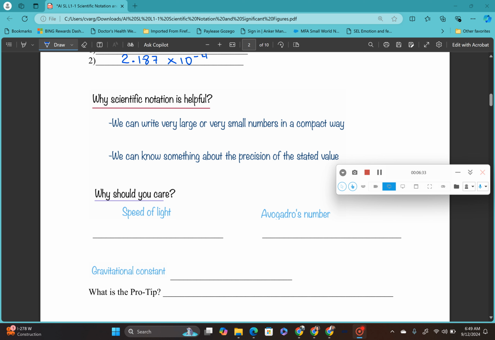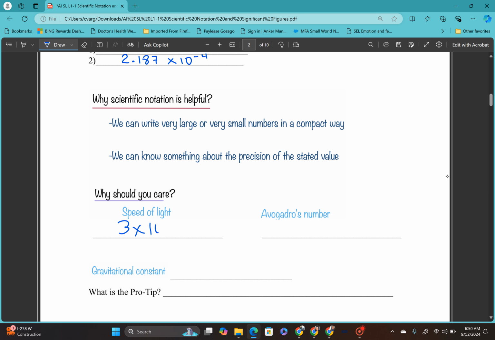So like, for example, the speed of light, right? That's how quickly the light, when it turns on, adjusts and goes to your eyes, or that it moves. So that number is 3 times 10 to the 8th, and that is meters per second. Okay. That's very quick, very fast.